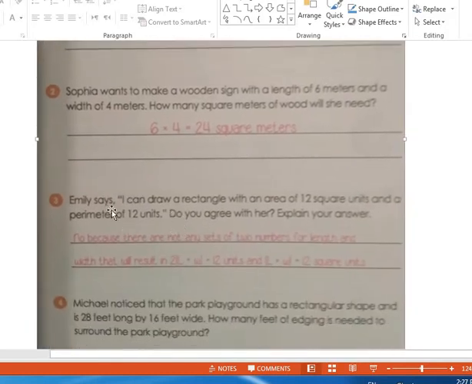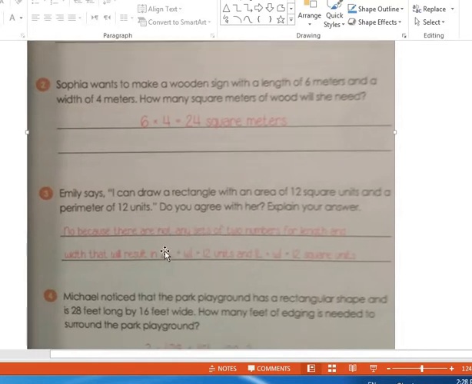Emily says, I can draw a rectangle with an area of 12 square units and a perimeter of 12 units. Do you agree with her or not? Okay, now I want to know, are there any sets of two numbers for length and width that will result in 2 times (L plus W) equals 12 units and L times W equals 12 units? Again, how can I solve this?